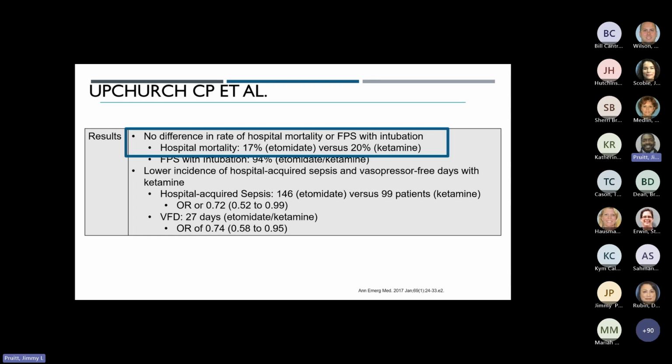There was a lower incidence of hospital-acquired sepsis and more vasopressor-free days with ketamine. So again, hospital-acquired sepsis was happening to 146 patients with etomidate and 99 patients with ketamine, giving you an odds ratio of 0.72, and vasopressor-free days had an odds ratio of 0.74. So one study really showing that later on, these patients, who were again traditionally trauma patients, had sepsis. So something to be aware of later on.